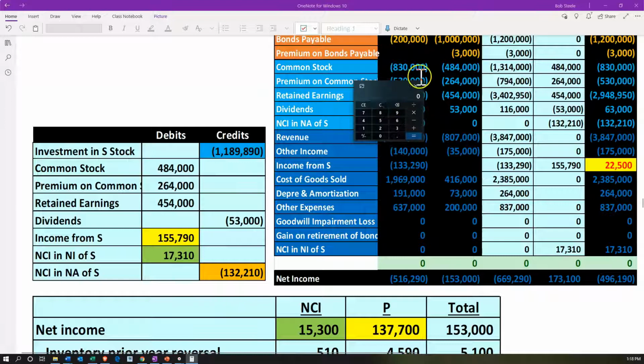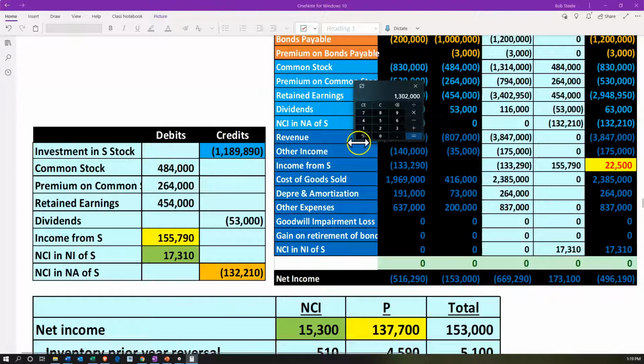Let's do that real quick. It'll be less numbers this time. Won't be quite so bad. 484,000 plus 264,000 plus 454,000 minus the dividends, 53,000. Then I'm going to just add the net income at the bottom line here, the 153,000. So we'll say plus the 153,000. And that's going to be that same 1,302,000.